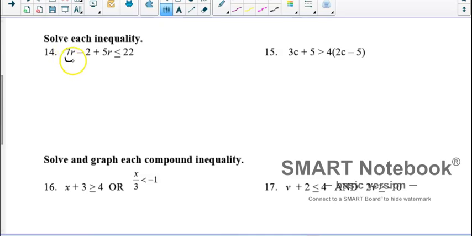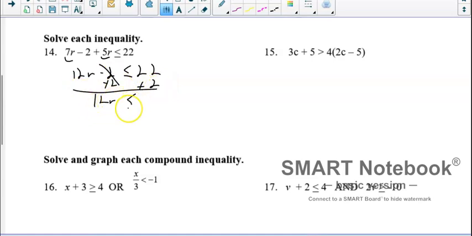Okay, 14, similar to before, we want to get the common terms together. So that gives me 12r minus 2 less than or equal to 22. I'm going to add 2 to both sides because I want to get my r alone. That cancels. I have 12r is less than or equal to 24. And when I divide by 12, I get r is less than or equal to 2. Now remember, if this had been a negative 12, and I divided by negative 12, I would have to flip that symbol to greater than or equal to negative 2.